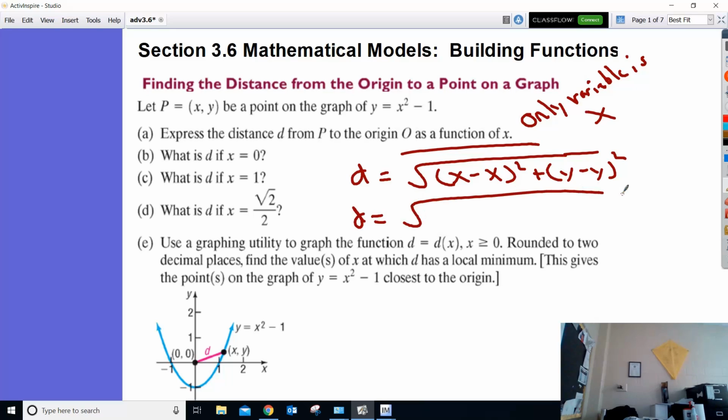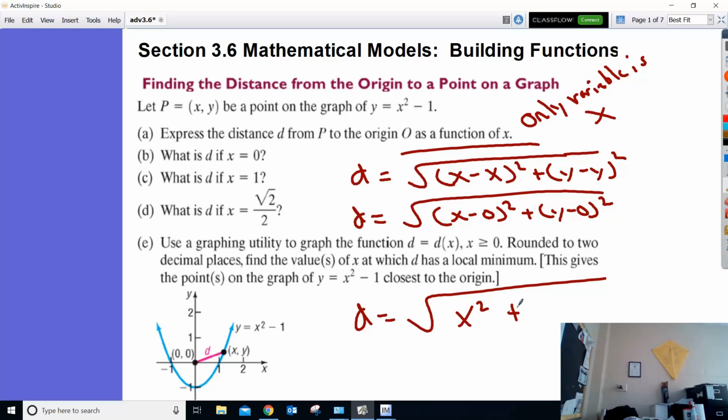I can clean that up quite a bit. Isn't x minus 0 x? And y minus 0 y? You should be doing stuff like that. You shouldn't be leaving it like x minus 0. So we went from 4 unknowns to 2, but we're still not a function of x. Right now we're a function of x and y.